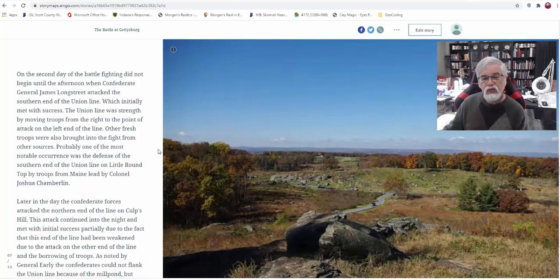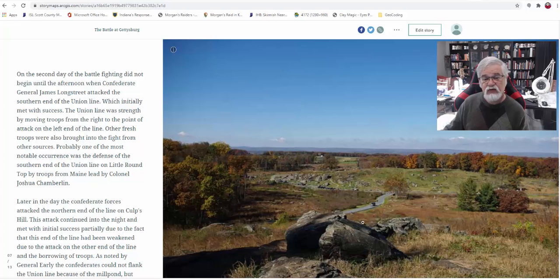So this mill pond affects the battle. And how does it affect the battle? The Confederates, to attack that end of the Union line, had to attack up a steep slope. Again, we'll look at that in just a moment. But it also gave the Union Army the ability to move troops from one location to another, because they felt they were pretty well defended on the right, so they could move troops to the left.